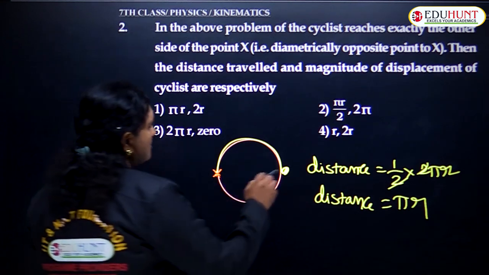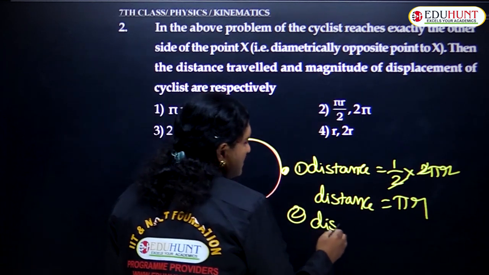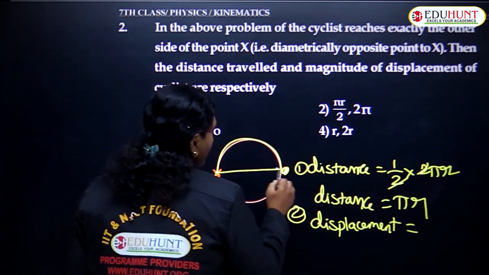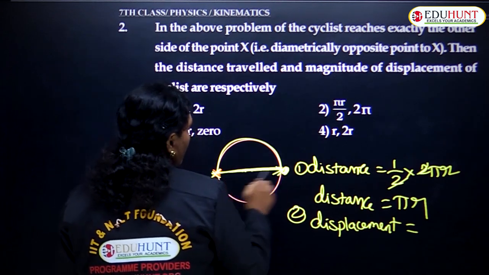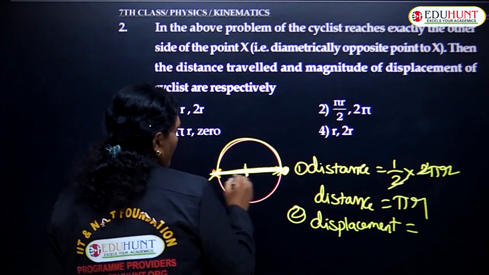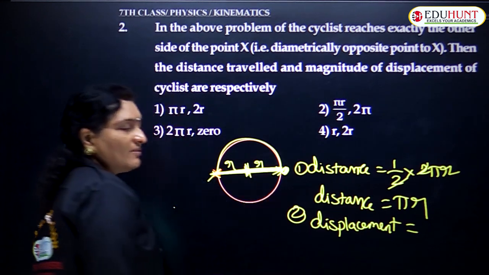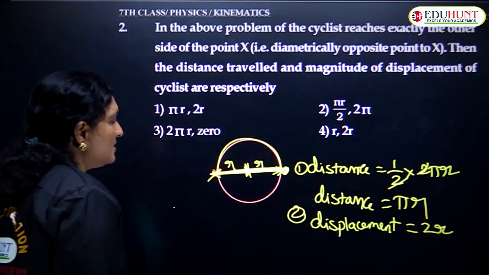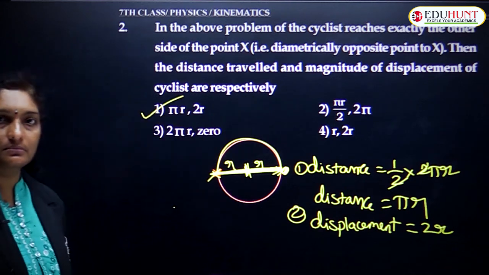Now moving ahead, you are also asked to find the displacement of the cyclist. So clearly, what is the displacement here, children? Diametrically opposite means from here to here. This was the initial position and this is the final position. The line joining initial to final is called displacement. From here to the center it is r, and again from the center to here it is r. If r is the radius, the diameter will be 2r. Hence the displacement will be 2r. So the correct option is pi r comma 2r. So your answer is the first option. Are you getting me, children?